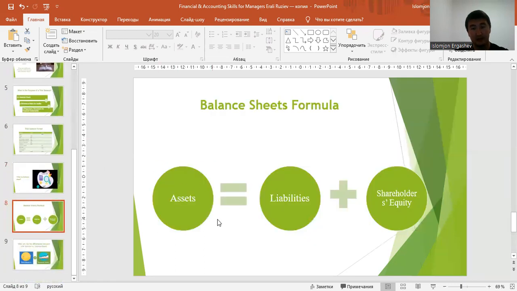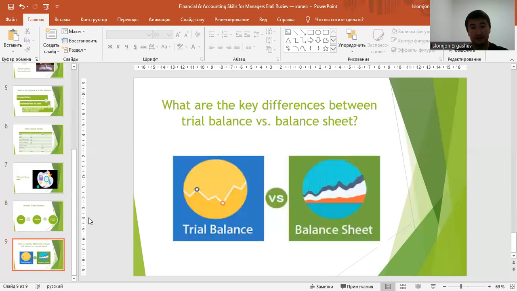Okay, this is the balance sheet formula: assets equal liabilities plus shareholders' equity. Okay, what is the difference between trial balance and balance sheet? As I mentioned, the trial balance is an internal statement. A balance sheet is an external statement. That's all.